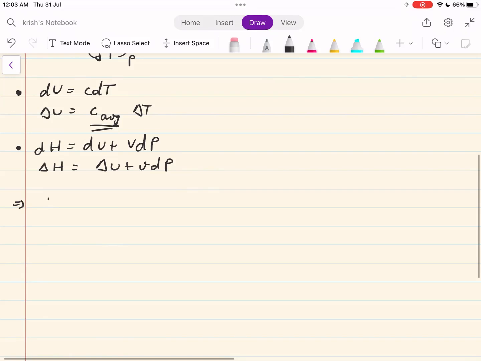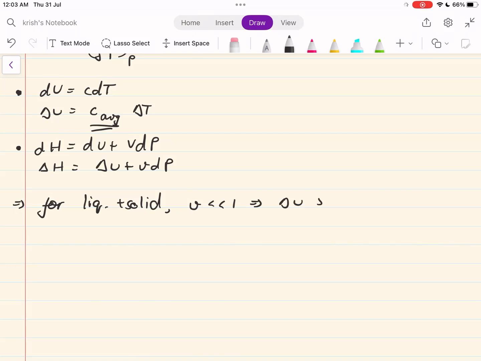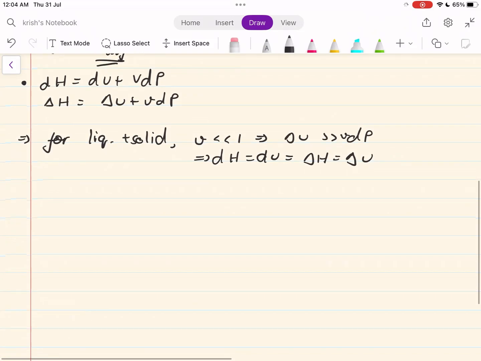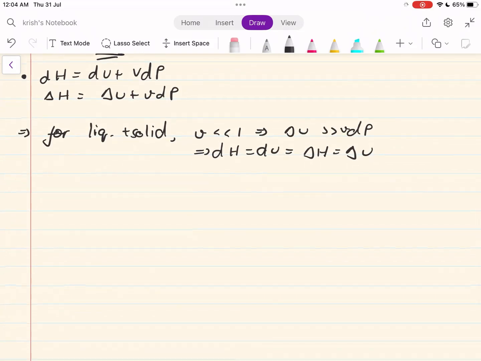For liquids and solids, the specific volume is very small. So the delta U term is a lot greater than the v dp term. So dH equals du, or delta H equals delta U, because the v dp term can be neglected. However, there are two special exceptions to this case, when we cannot neglect the v dp term.